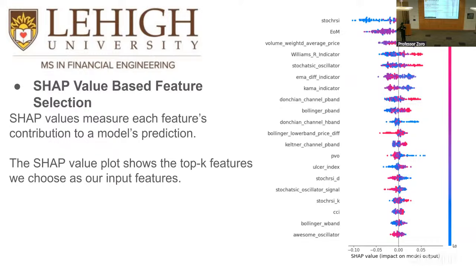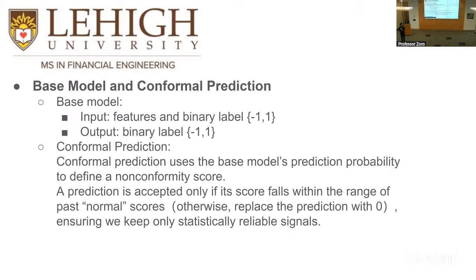This plot shows the top 20 features we choose as our input features. We use the Shapley value. The feature with the largest absolute Shapley value has the largest contribution to our model prediction. So we use these as the input features to our base model.